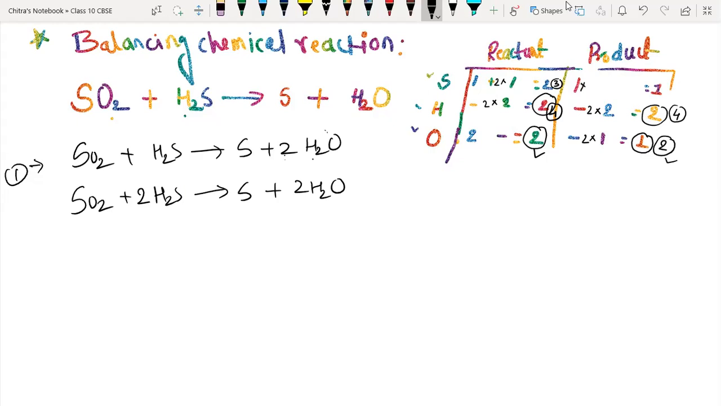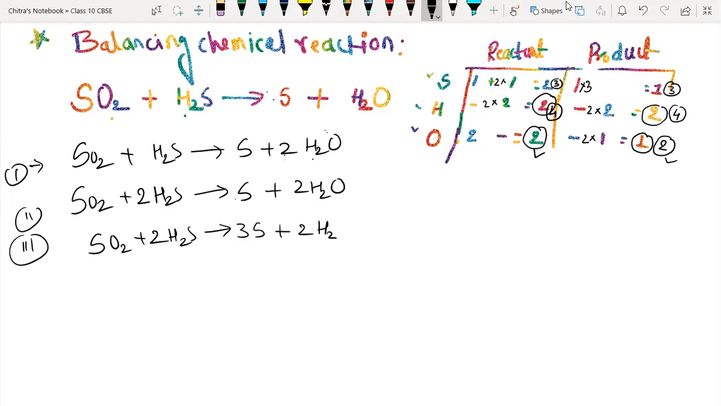So what will we do? We have to multiply sulfur by 3 also. Okay, so what will we get? 3 sulfur on the product side. So here we have to multiply by 3. So it was the second one. Now the third equation will become SO2 plus twice H2S equals to, say, we are multiplying here by 3 coefficients, so 3S plus twice H2O.